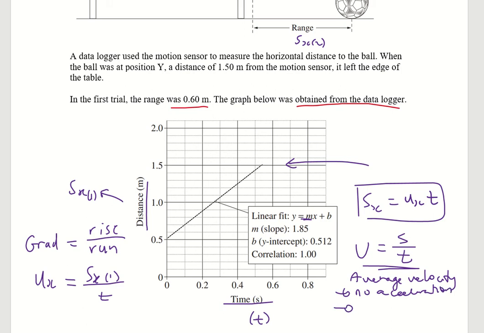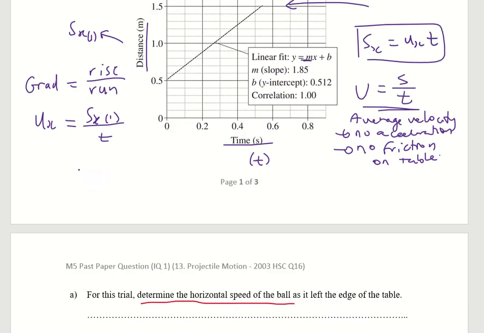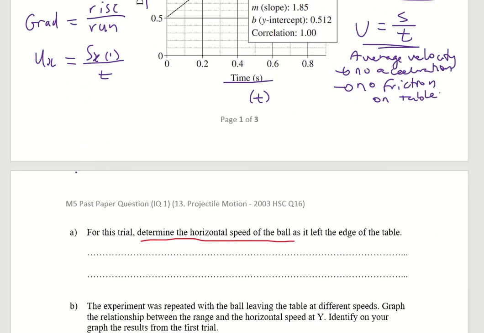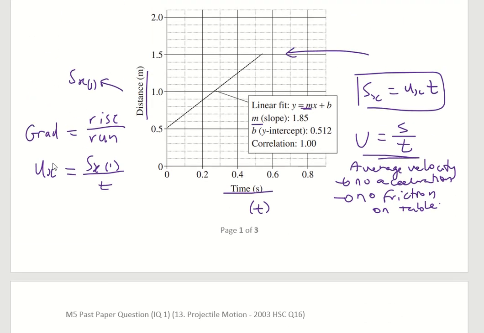and that there is no friction on the table, obviously. So that's a good thing. So what we can find is that Ux, or the gradient value, is just 1.85 meters per second, because on this graph here, the slope is 1.85. So that is also our horizontal velocity.